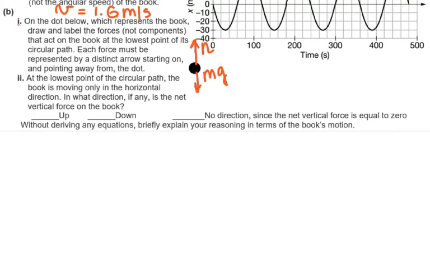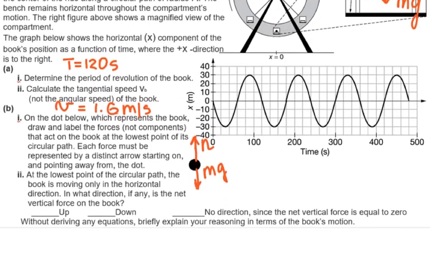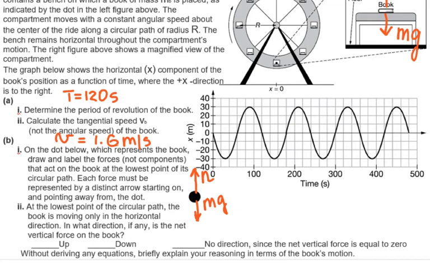Now, at the lowest point of the circular path, the book is moving only in the horizontal direction. In what direction, if any, is the net vertical force acting on the book? If the book is moving in this direction, that would be the velocity, then the net force is acting toward the center, and it is the centripetal force. Otherwise, the book would not end up in every single position where it ends up in the circular motion. So the net force acting on the book is up.